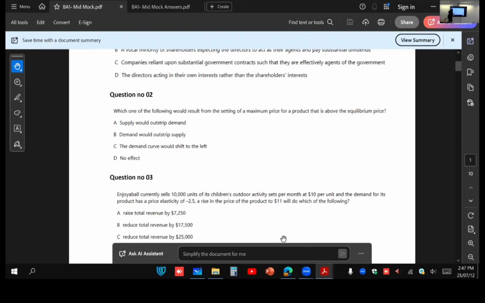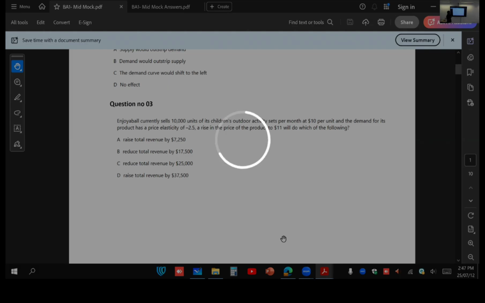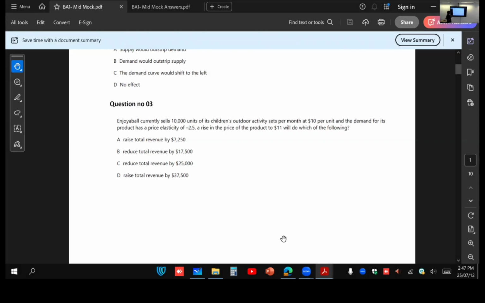Okay. Question number 3. Enjoyable. Currently sells 10,000 units of its children's outdoor activity sets. That's a children's outdoor activity set, guys. Don't laugh, right? Per month at $10 per unit, and the demand for it, so it's a matter of calculating what? Price elasticity of minus 2.5 or rise in the price of product to 11 will do which of the following?